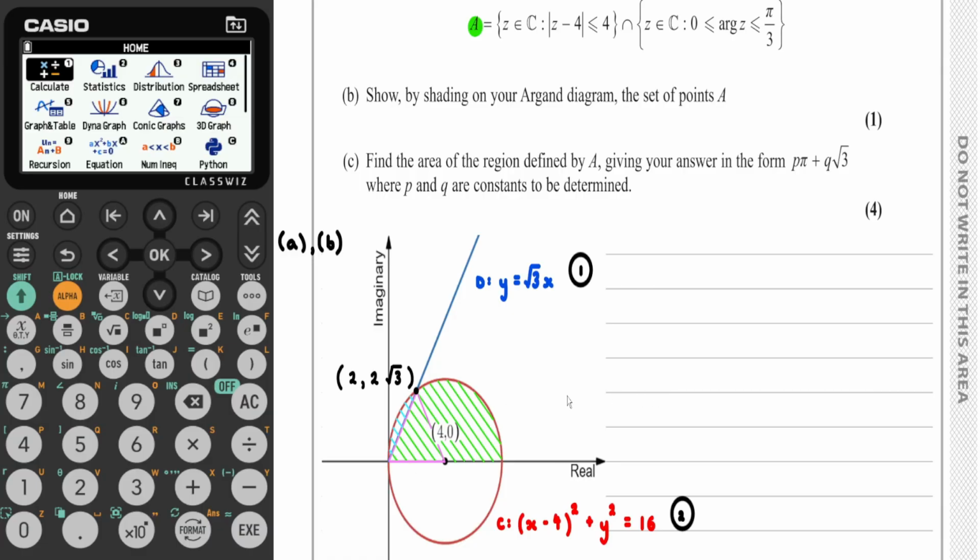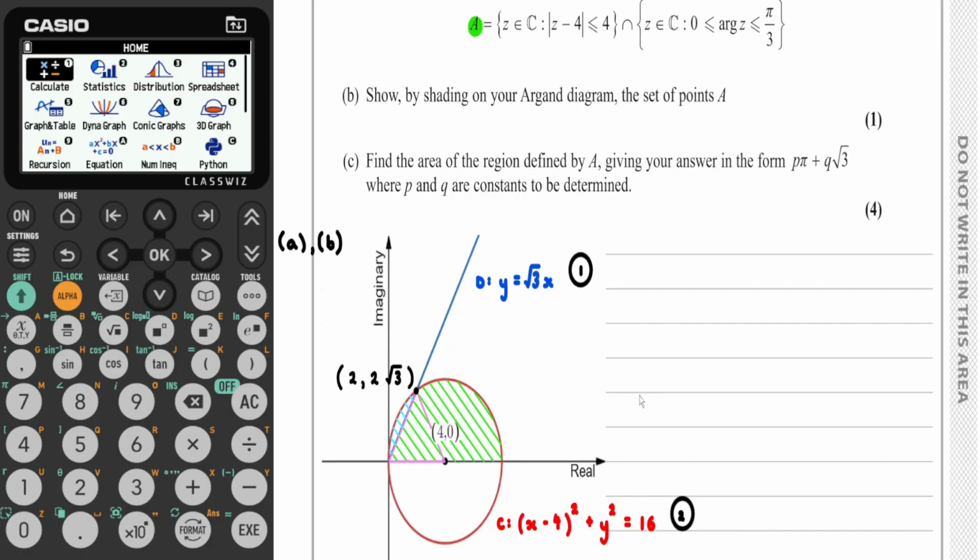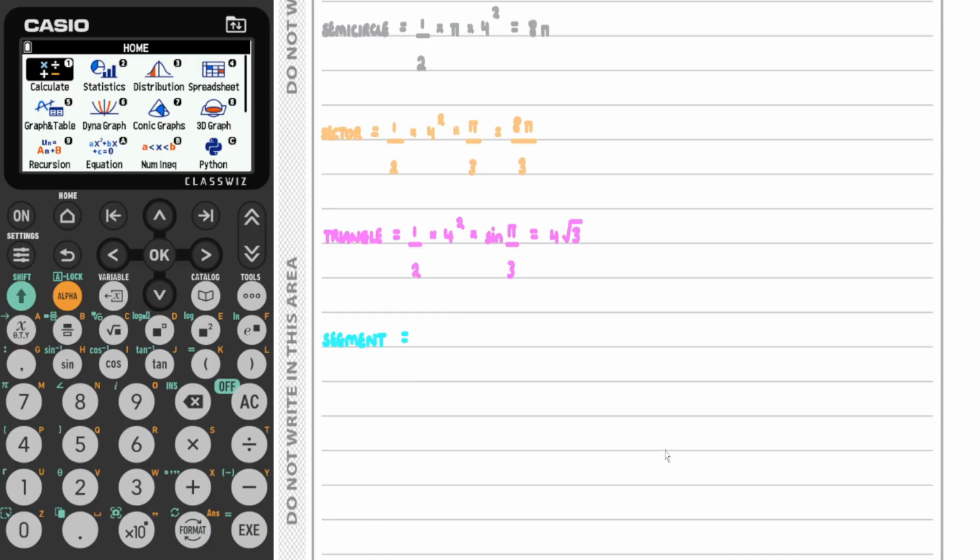We can now find out the area of the triangle using a half ab sine C. The triangle has an area a half times 4 squared times the sine of pi over 3, which is equal to 4 root 3. And so the segment will be the area of the sector take away the area of the triangle. So the area of the segment is 8 pi over 3 subtract 4 root 3.